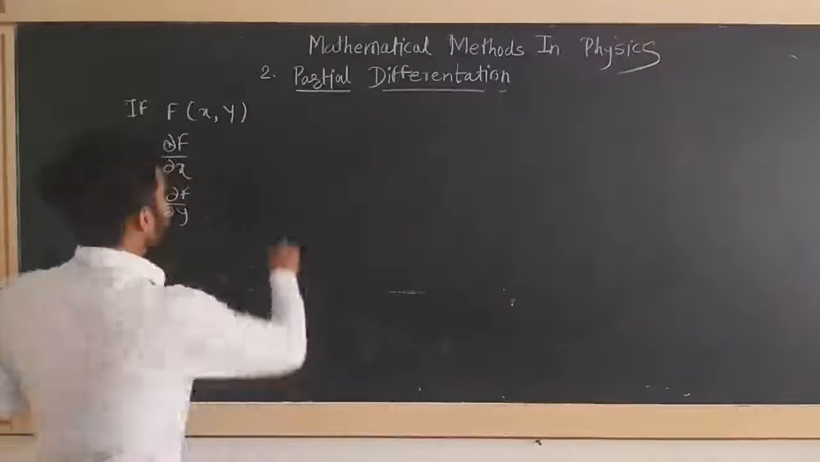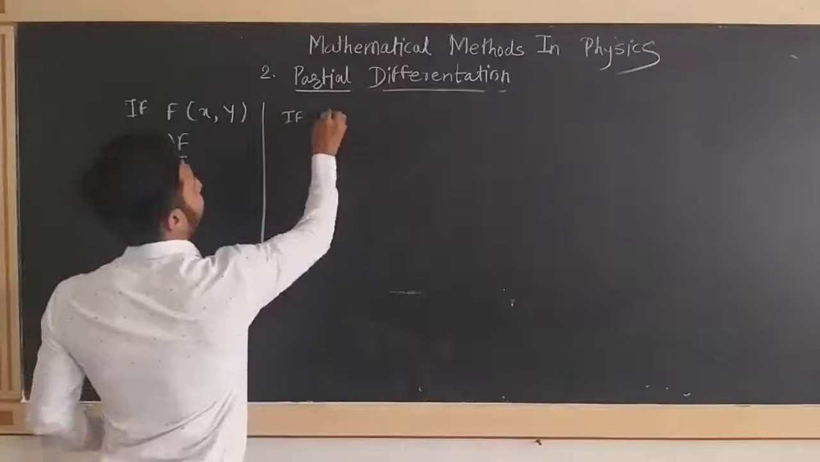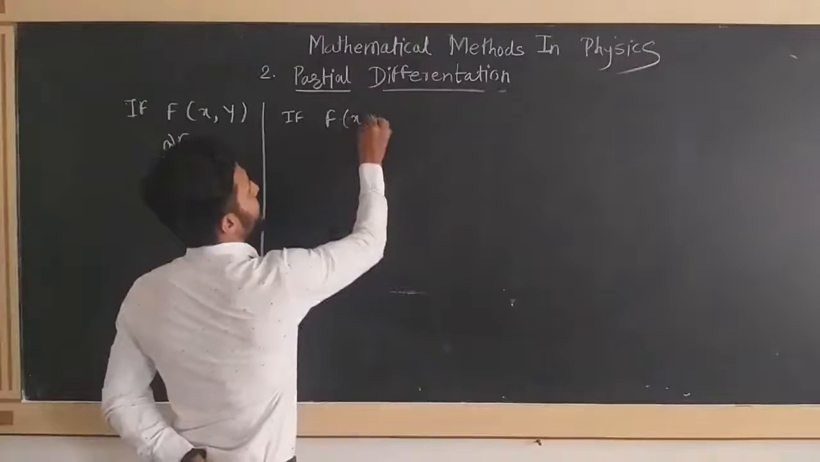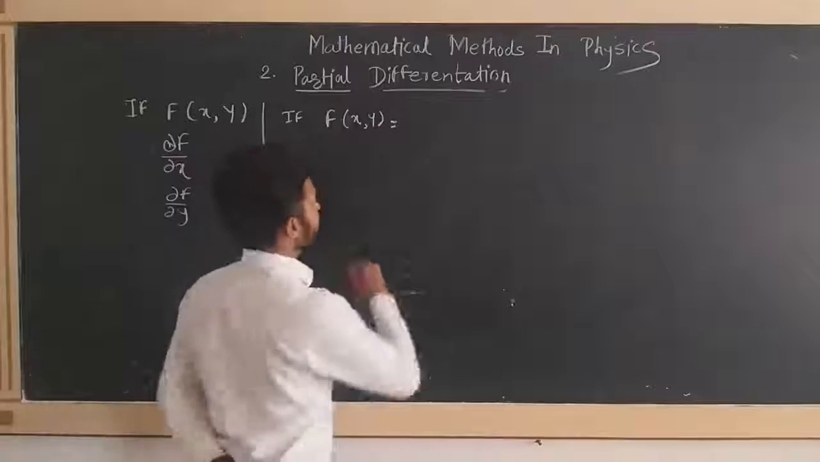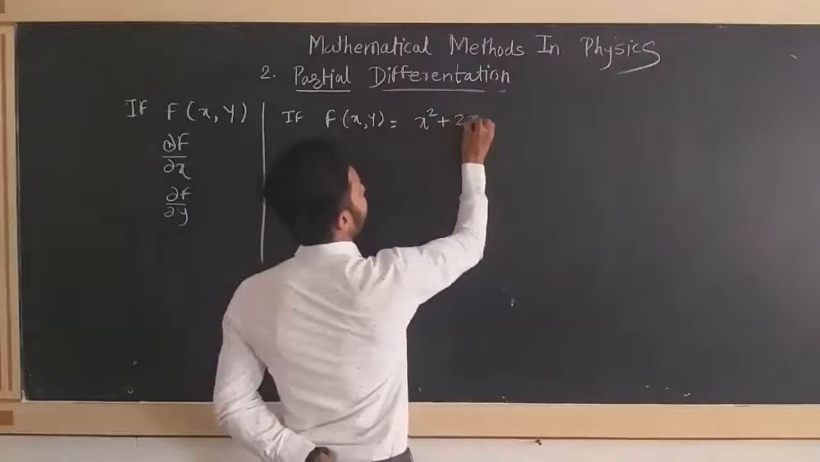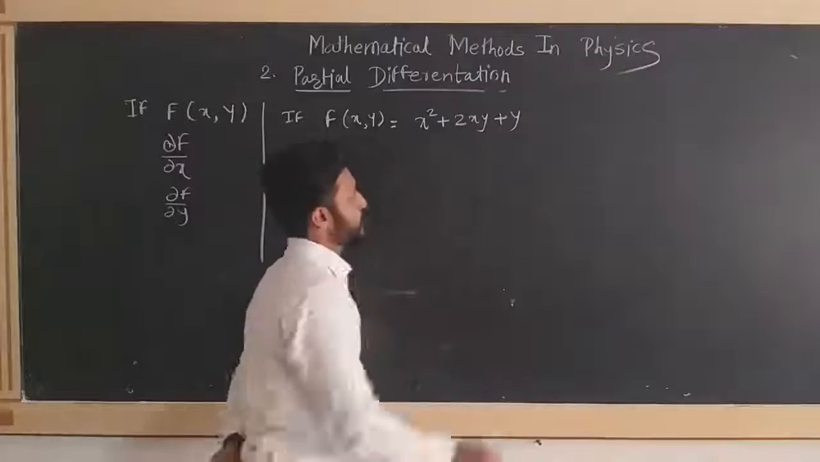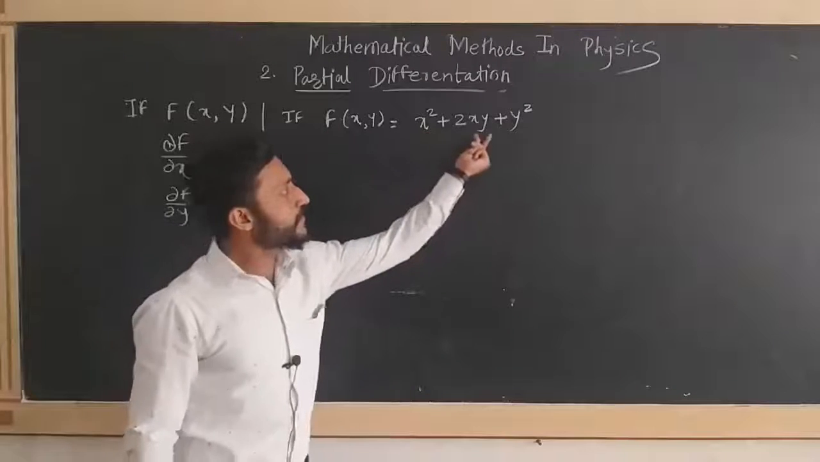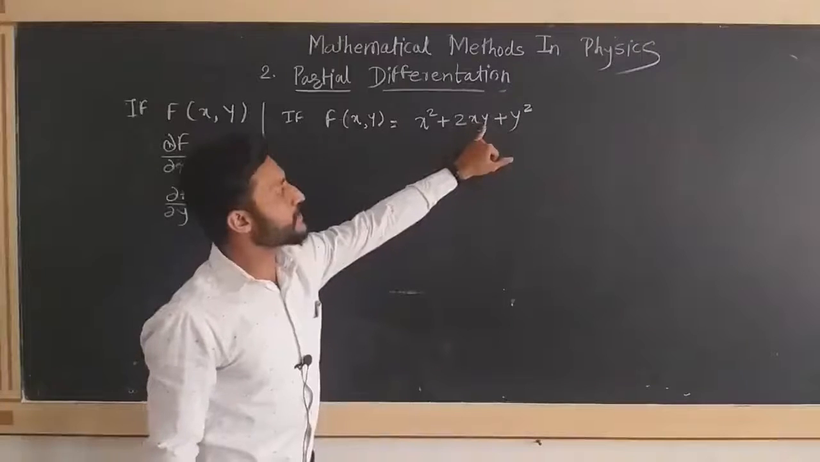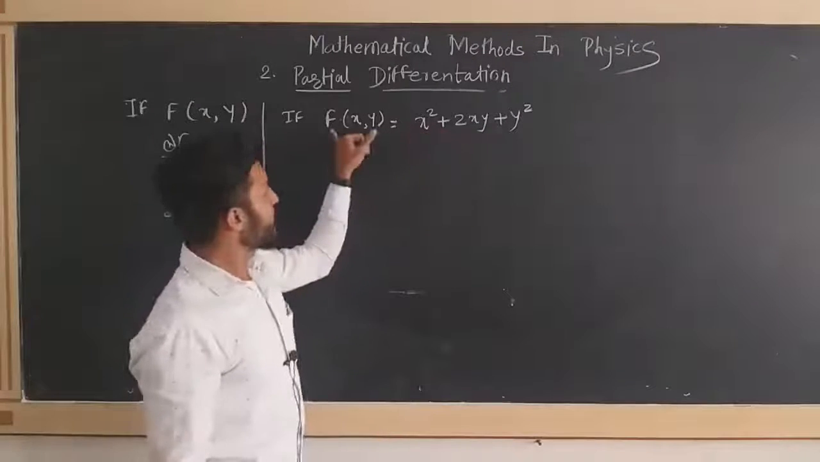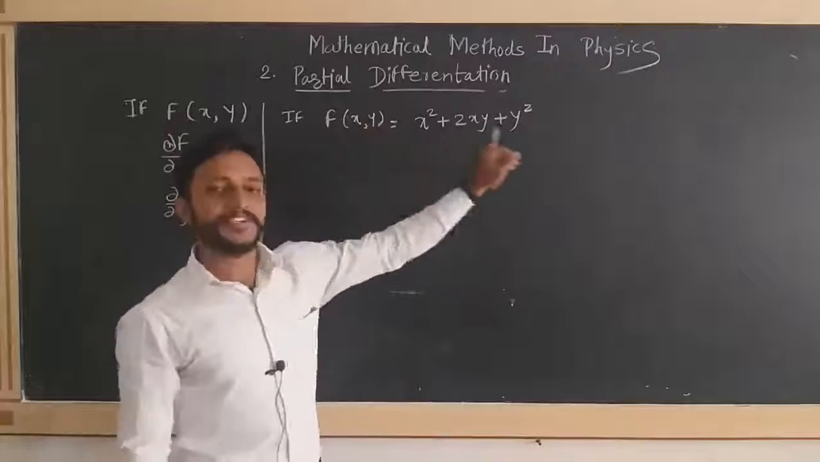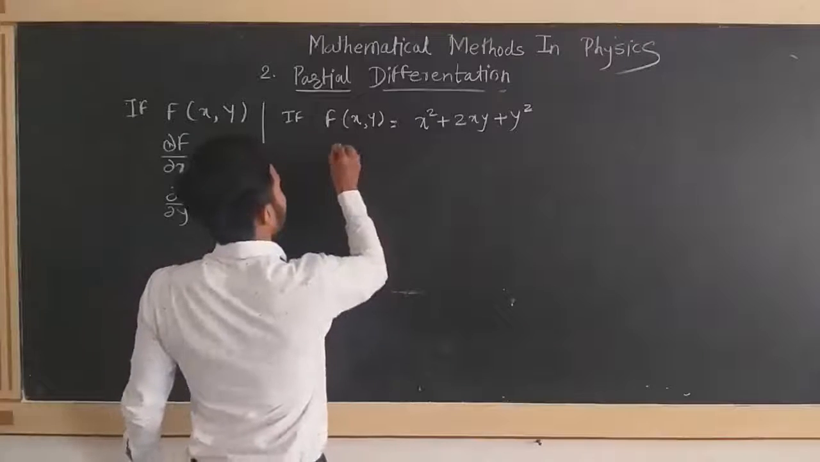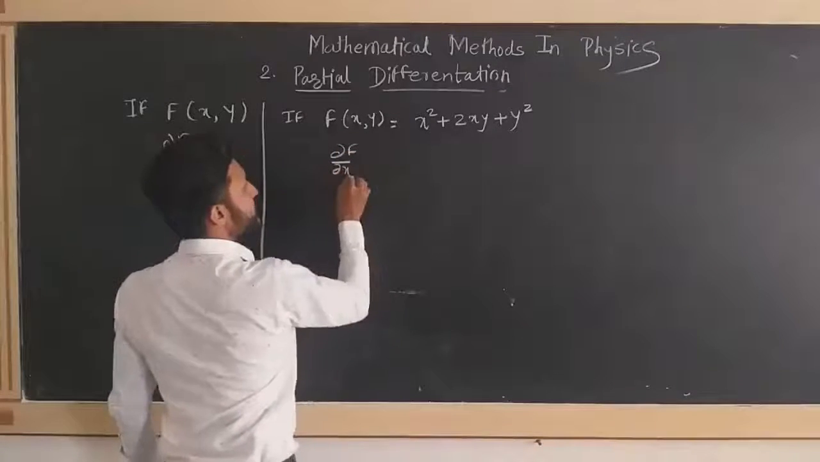Let's take a problem. If f is a function of x and y, and it is given by x square plus 2xy plus y square, any function. In this case, f depends on x and y. If x changes, the function changes. If y changes, the function also changes. So x and y are the variables. So we can obtain ∂f/∂x.